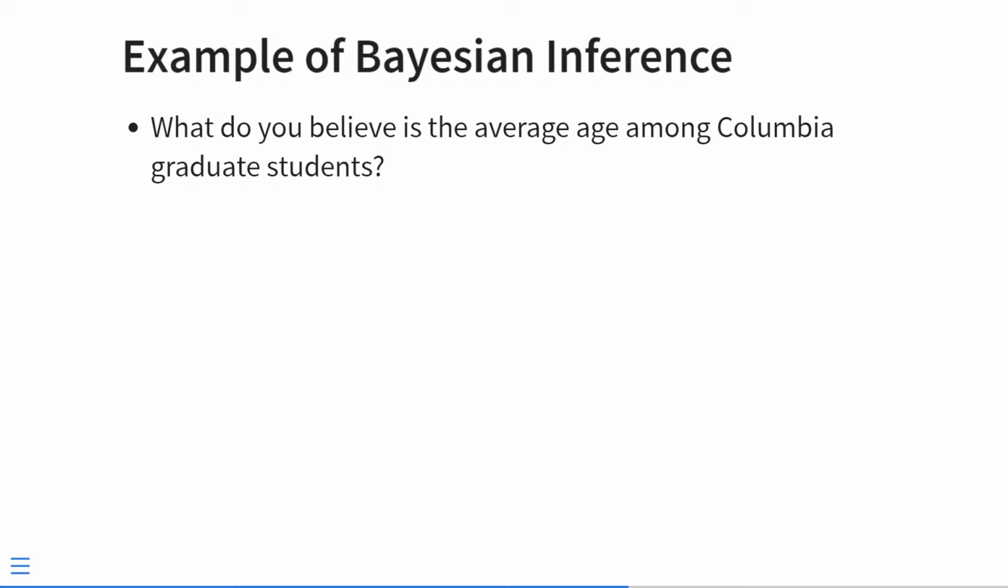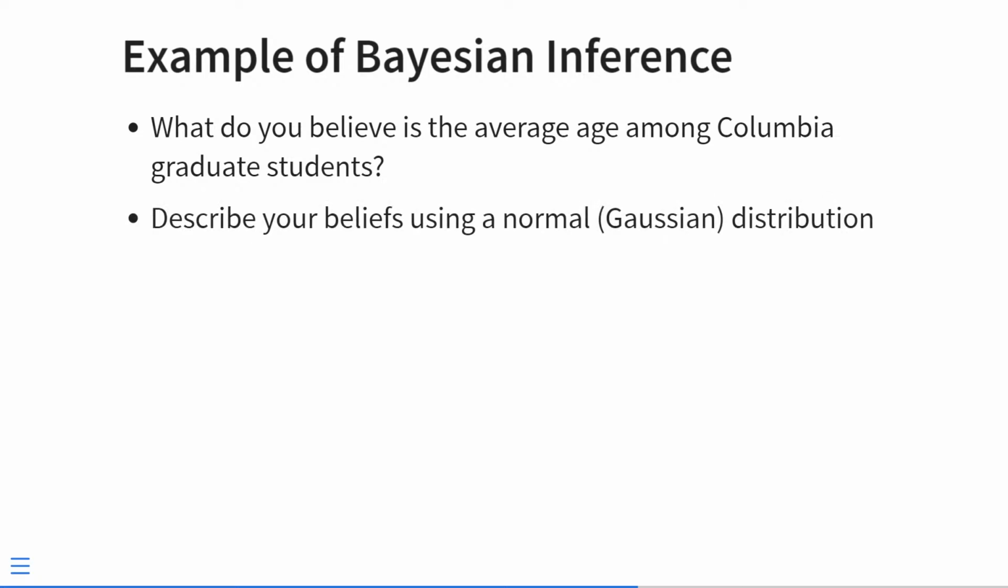loosely speaking. So what do you all believe is the average age among Columbia graduate students? 25? Okay. So, obviously you're not completely sure that it's exactly 25, but could you describe your beliefs about the average age of a Columbia graduate student using a normal distribution, which has its center at 25, or you could use a different center. But the normal distribution also has another parameter, the standard deviation or the variance, that gives it that bell shape. So you could say your uncertainty is, okay, with the normal distribution, about 2/3 of it is within plus or minus 1 standard deviation of the center. Let's say the center is 25.